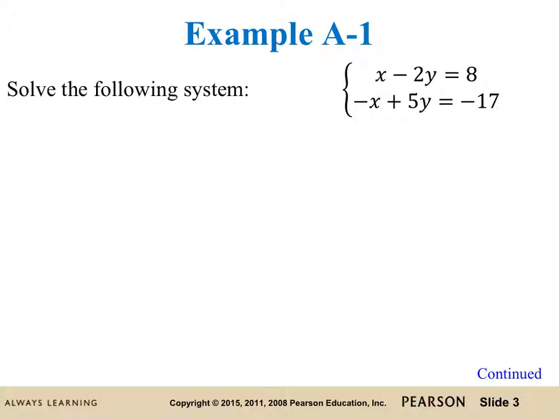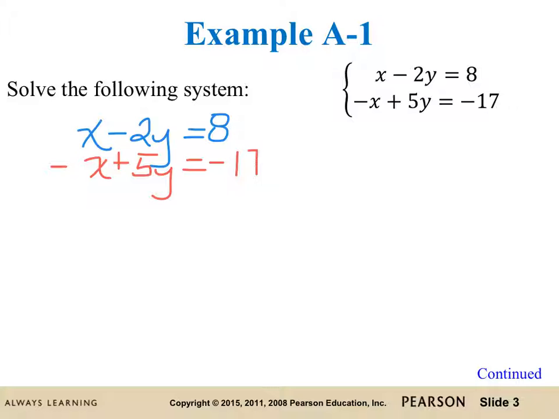So here we're going to solve the system of equations. And the basic idea here is that if we take the first equation, which is x minus 2y equals 8, and we add to that the second equation, which is negative x plus 5y equals negative 17, if we just simply add those two equations together, what happens is that x minus x will cancel out, and then negative 2y plus 5y will give us 3y, and 8 minus 17 will give us negative 9.